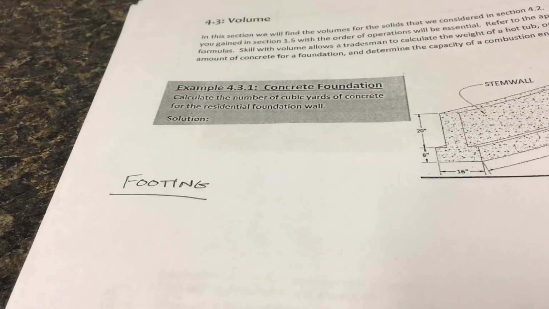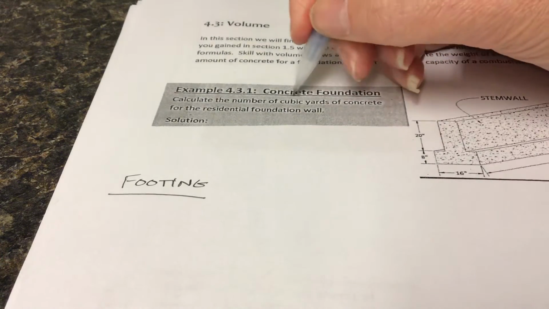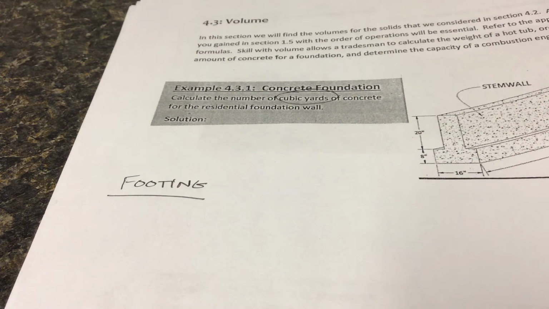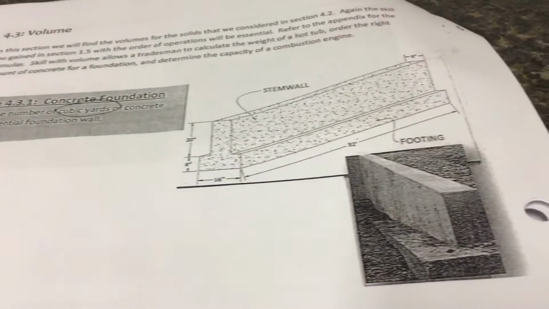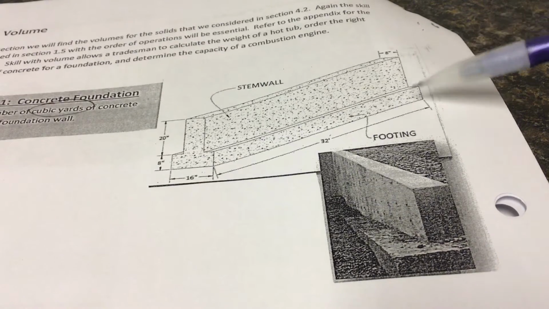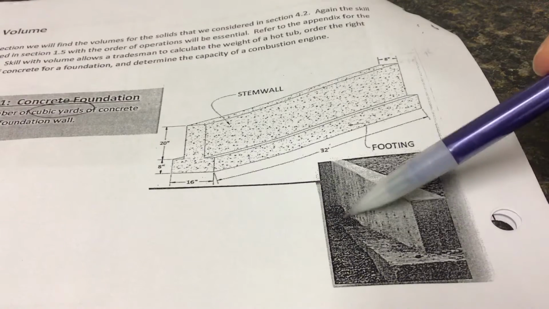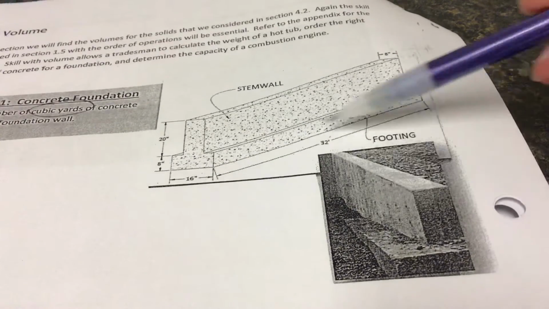So let's do an example together. We're asked to find the number of cubic yards. Now that's going to be important. Cubic yards of concrete for this residential foundation wall. You've got two pieces to your foundation wall. You've got the footing, which is this bottom part in the picture here, and then you've got the stem wall.